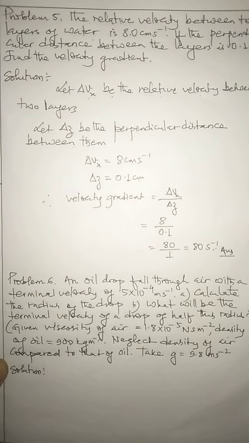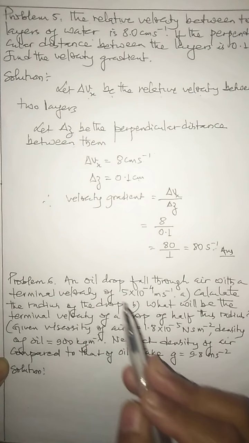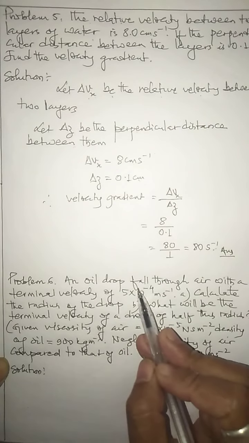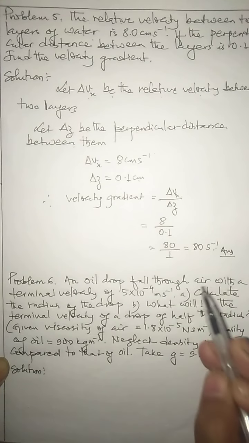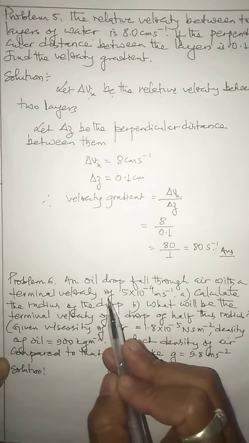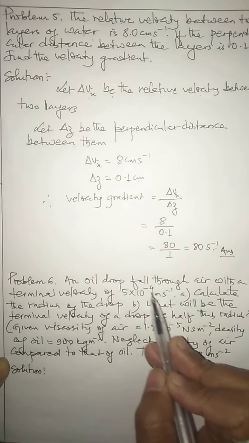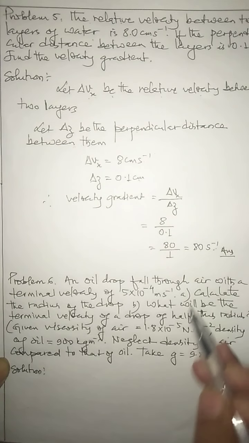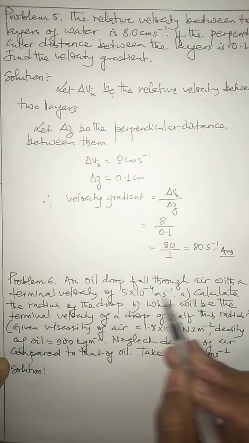Now children, we go to the next problem, problem number 6, and this is a problem based on terminal velocity, as you have learned, based on Stokes law. Let's try to understand and solve problem number 6. It says that an oil drop, a spherical body, falls through air, as a fluid, with a terminal velocity of 5 × 10⁻⁴ meter per second.